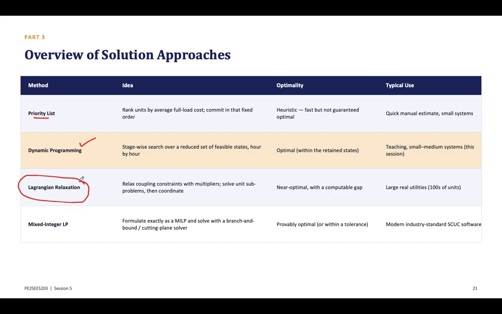One thing you can understand: no single solution method is universally best. Small classroom problems benefit from dynamic programming because recursion exposes the logical optimal substructure. Large industrial systems benefit from MILP because modern solvers exploit sparsity, branching, cutting phases, and resolve techniques. The choice of method depends on the scale, required optimality, model detail, and available computational time. The priority list method is useful pedagogically.